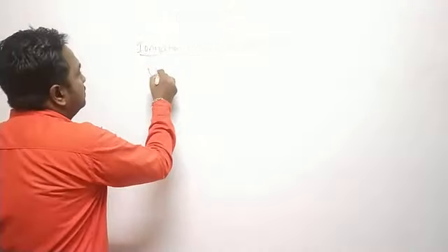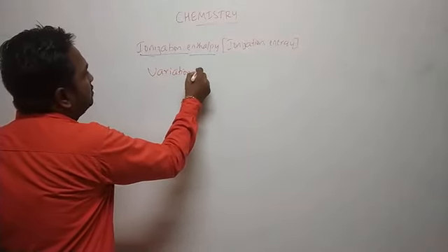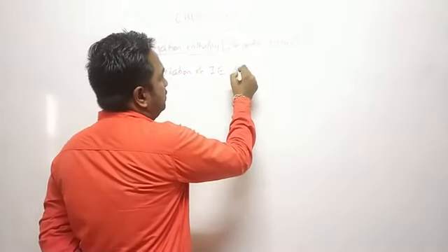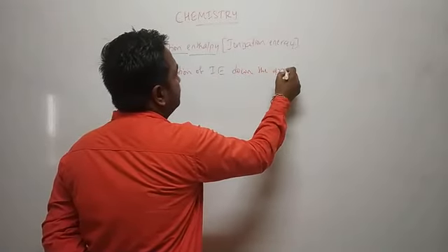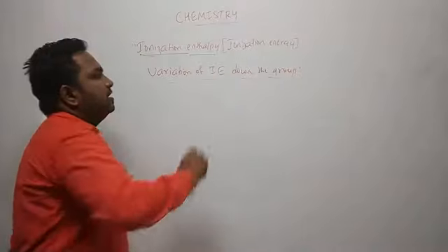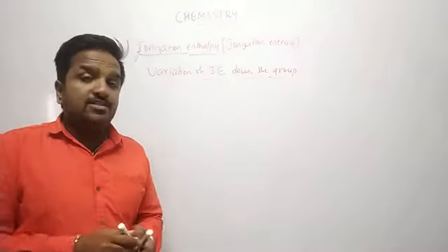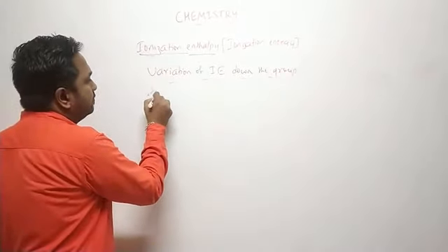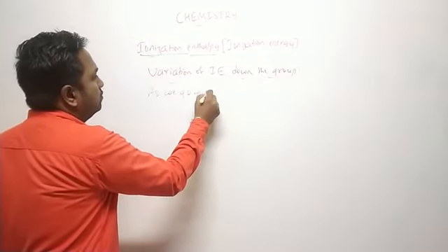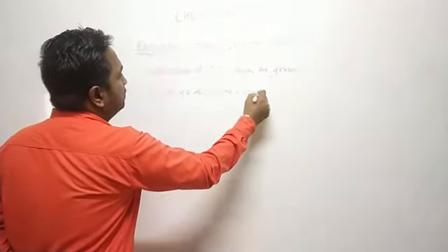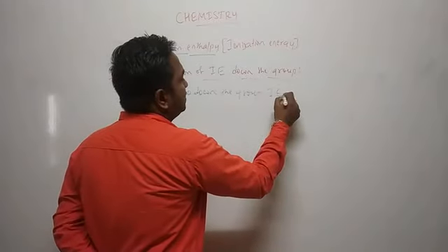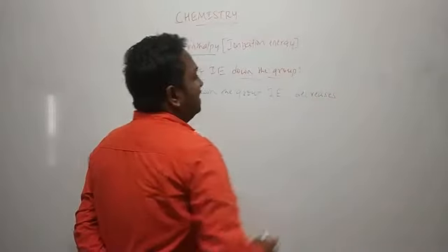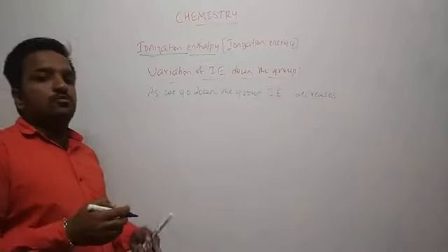Variation of IE, that is ionization enthalpy, down the group. As we go down the group, atomic size increases, but ionization enthalpy decreases. We require less energy to remove an outermost electron.